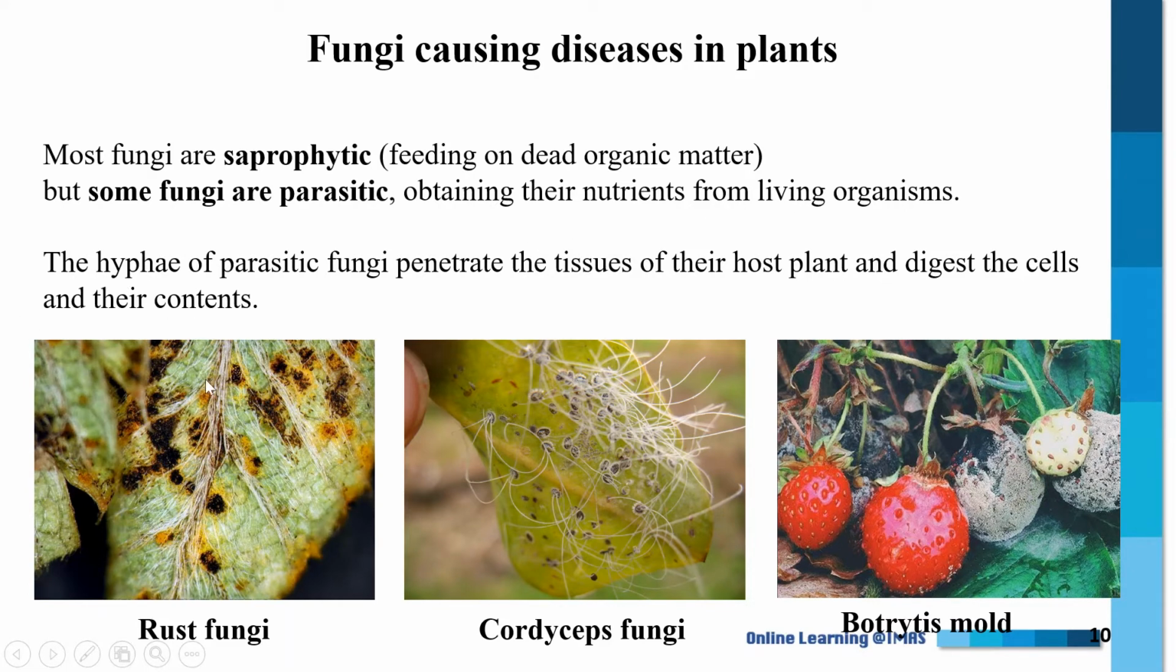Here you can see the hyphae coming out from the plants. And you see the strawberry here. What you can see here is completely infected by the fungus. And what you can see here are the spores. The spores can spread to infect new strawberries or new fruit. This one is called rust fungi. For example, you have cordyceps fungi, and botrytis mold.